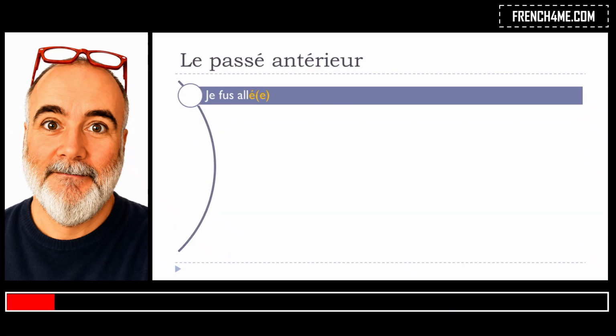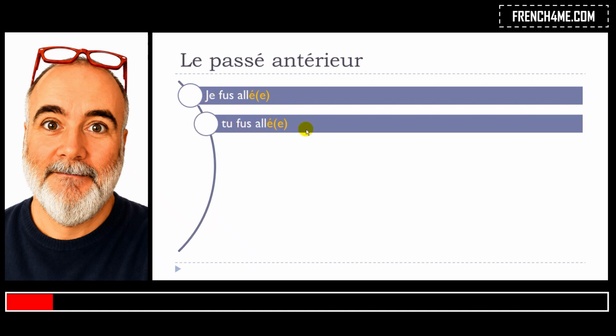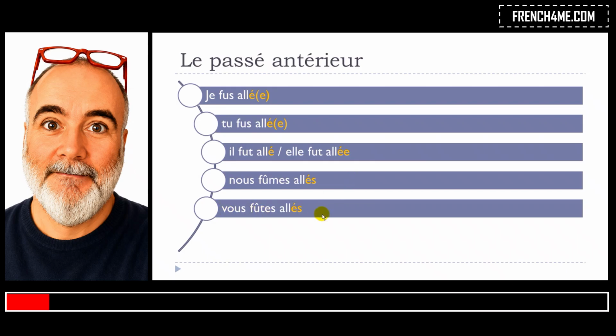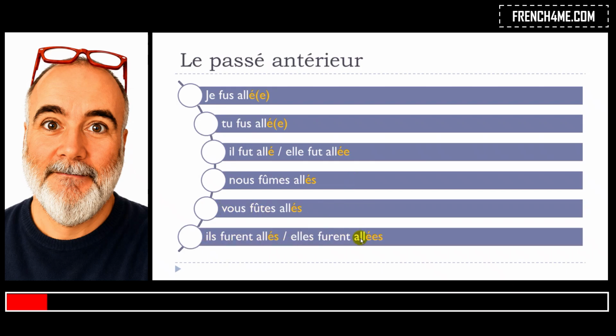Okay, so let's see now all the forms. Je fus allé, tu fus allé, il fut allé, elle fut allée, nous fûmes allés, vous fûtes allés, ils furent allés, elles furent allées. So I will make now the liaison because I know that some of you want me to make the liaison all the time. Je fus allé, tu fus allé, il fut allé, elle fut allée, nous fûmes allés, vous fûtes allés, ils furent allés, elles furent allées. Okay, so remember that you put e when needed for the feminine form, you put s when needed for the plural form, and then es for the feminine plural form.